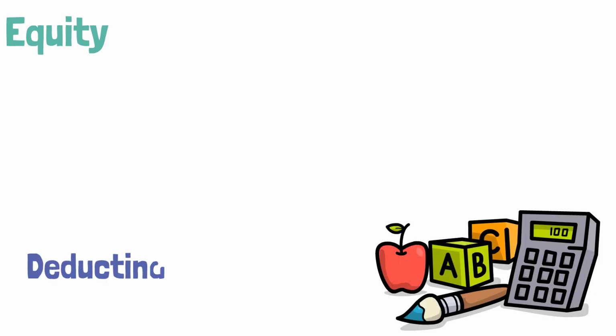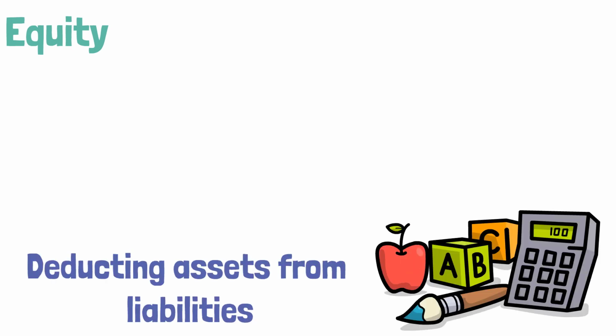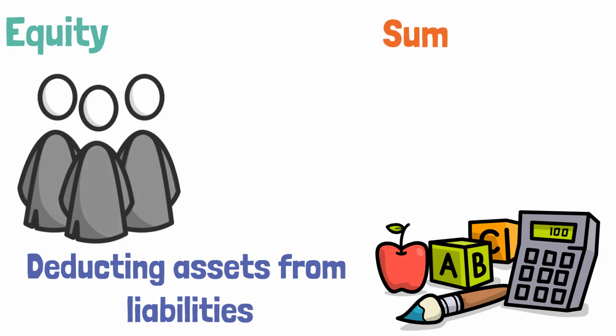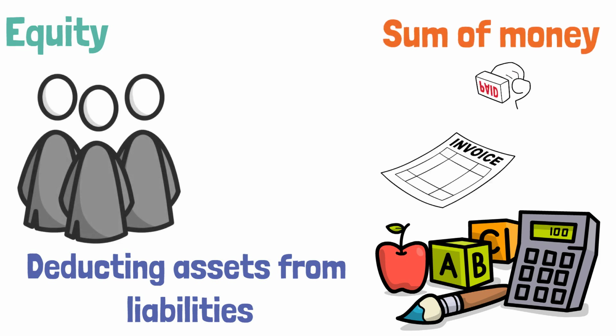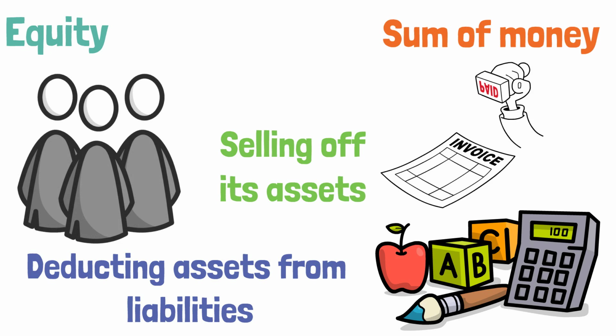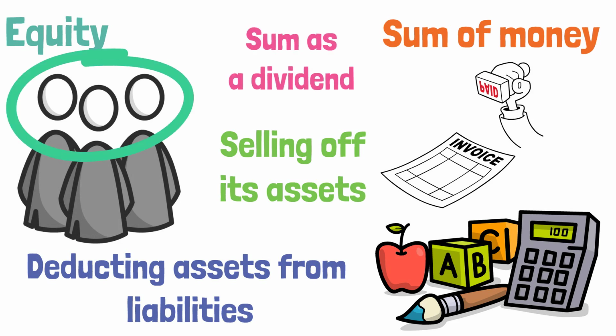Equity. Net assets are calculated by deducting liabilities from assets, giving you the shareholders' equity figure. It's the sum of money that would be left after paying off a company's debts and selling off its assets if the company went bankrupt. The stockholders would then receive this sum as a dividend.